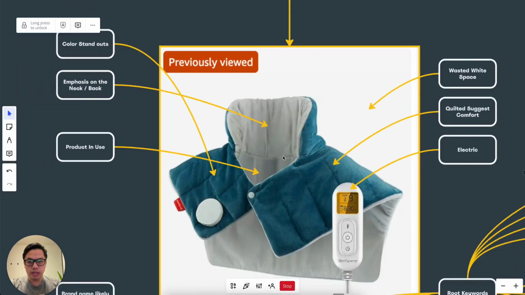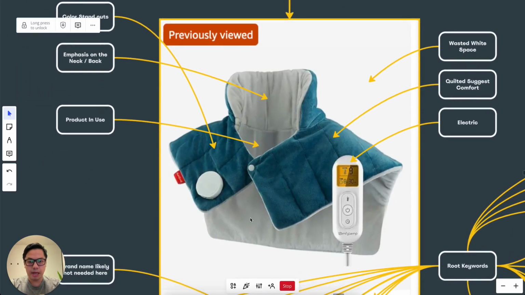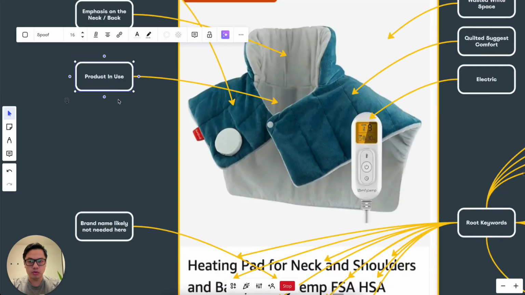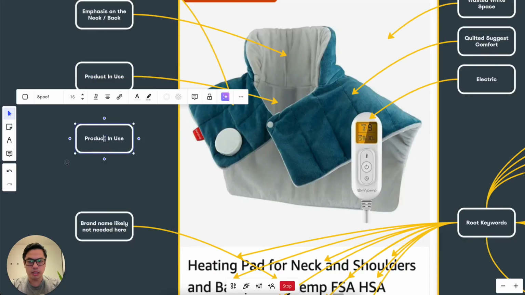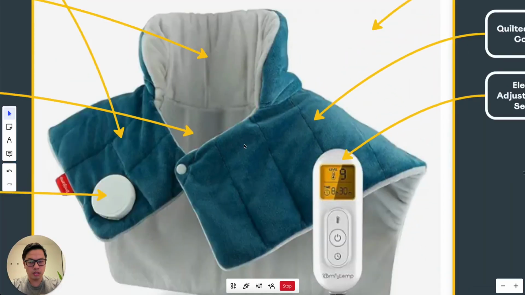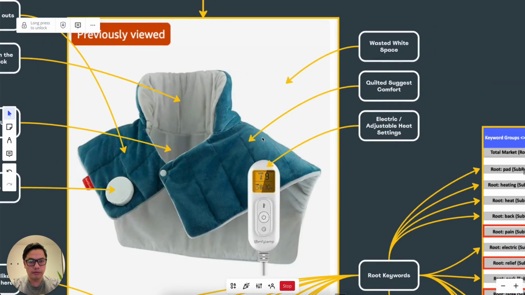In this image, they emphasize the neck and the back. As you can tell, they show the product in use with the folded over straps over the shoulders. This here, it might not be 100% obvious, but this represents electric. This also shows electric adjustable heat settings with the controller. It shows the quilt, so it does kind of show a little bit of comfort there.